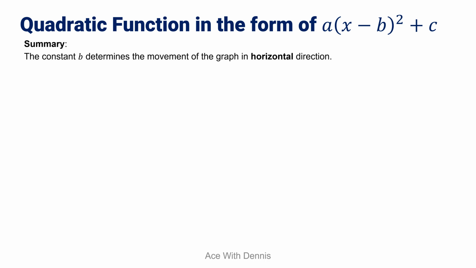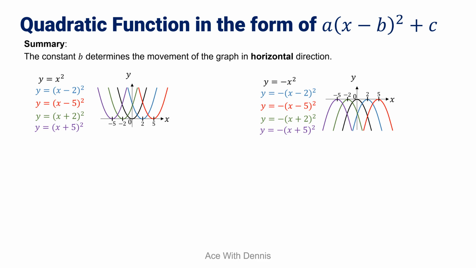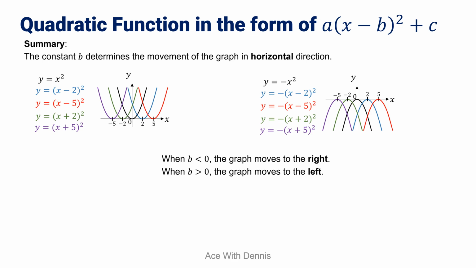The constant b determines the movement of the graph in the horizontal direction. So this is the positive case and this is the negative case. When b is less than 0, or b is negative, the graph moves to the right. When b is greater than 0, or b is positive, the graph moves to the left.